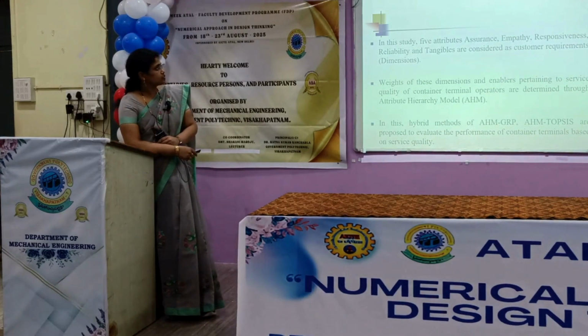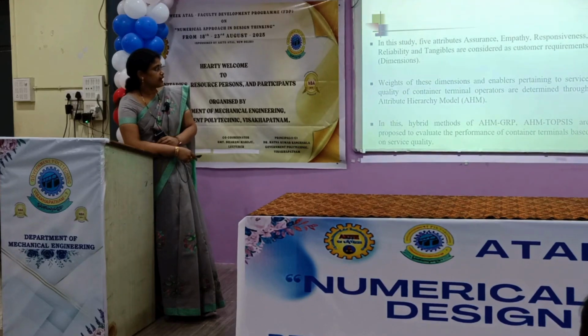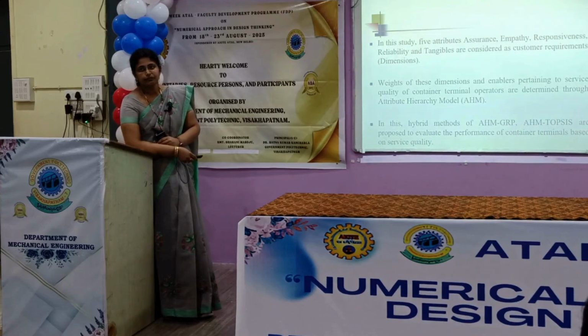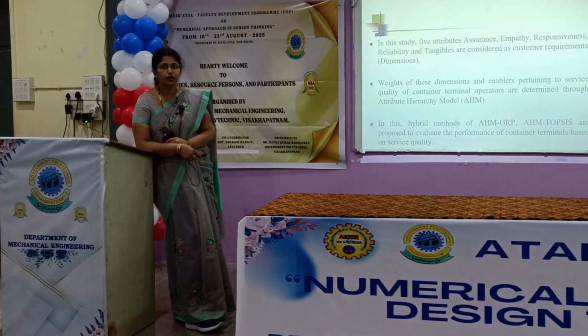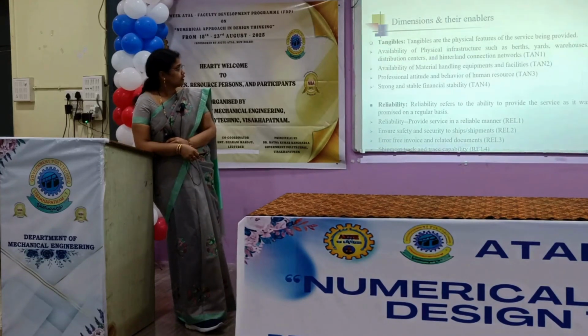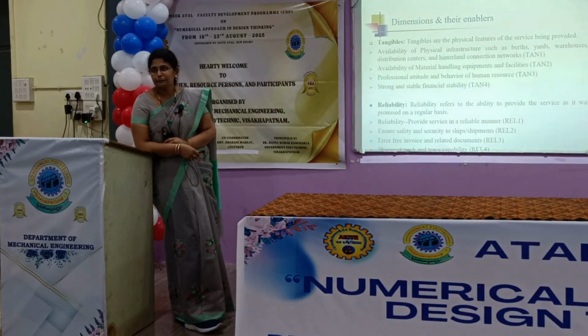Okay, after considering the criteria, I have to find out the weights by using AHP, analytic hierarchy process. After finding the criteria weights, by using GRP and TOPSIS, I have calculated the performance. I have ranked the alternatives based on the AHP-TOPSIS and AHP-GRP methods. All this data is published. This is my paper actually, the data from one of my papers.